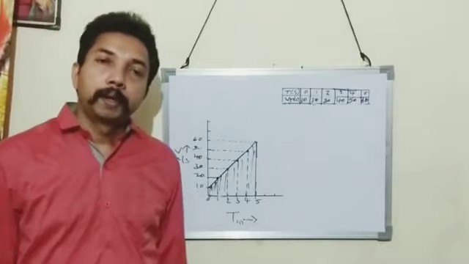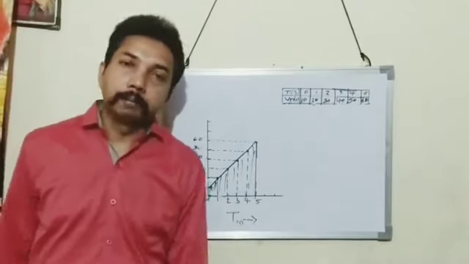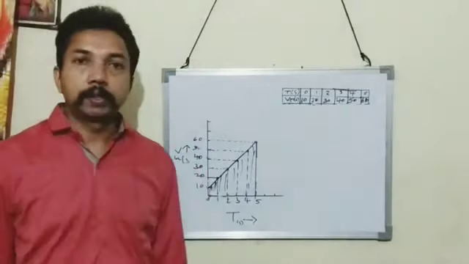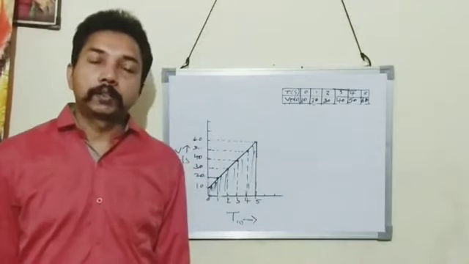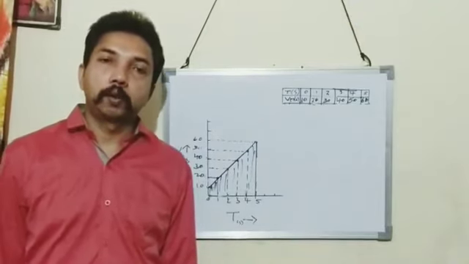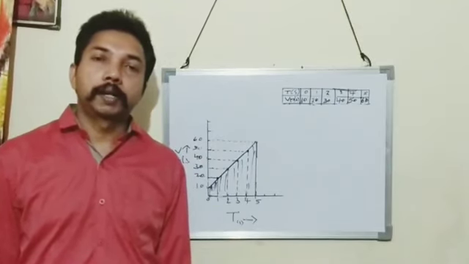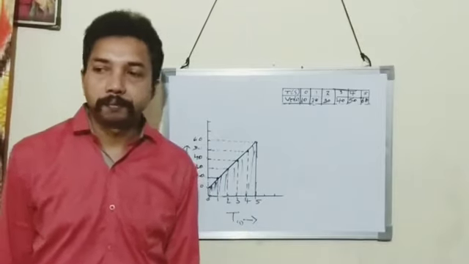And this acceleration can be calculated by finding the slope. At any instant, we can find the acceleration by finding the slope of the graph, which is equal to the difference of y coordinate upon the difference of x coordinate.